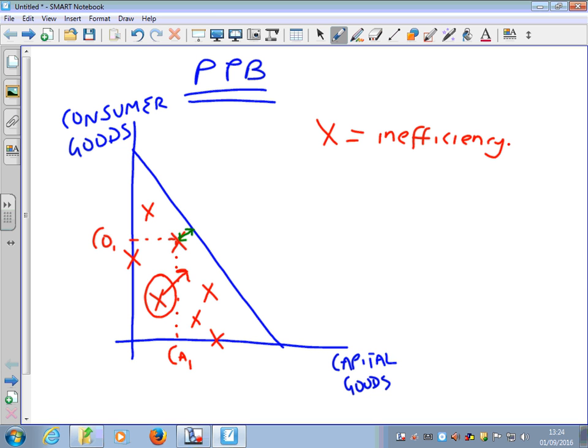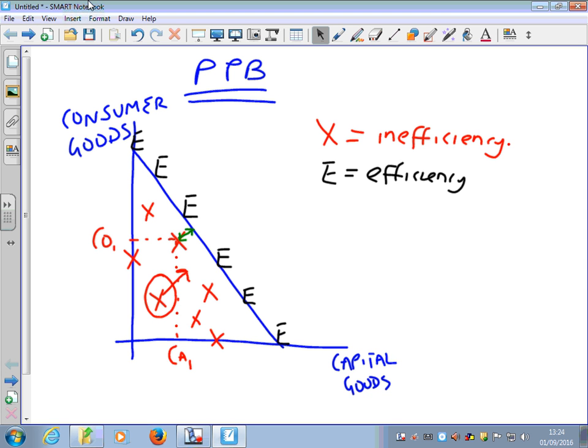Okay, now if I was to operate on the line, let's just call it point E. E, anywhere you want it to be on that line. E shows efficiency. Okay, now think about what that means. That means I'm using my resources to produce the maximum possible output that can be produced. Okay, there's no inefficiency at all. If I'm not being inefficient, I must be efficient.